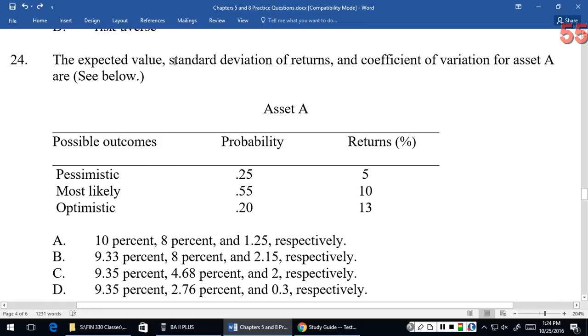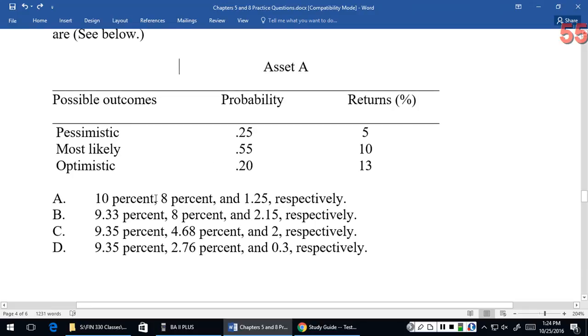All right, the expected value, standard deviation, and coefficient of variation for asset A is what? Now let me ask you this. Does anyone need me to work through this problem for you? All right, I was afraid you were going to say that. Okay, so this is an expected return, standard deviation, coefficient of variation problem.